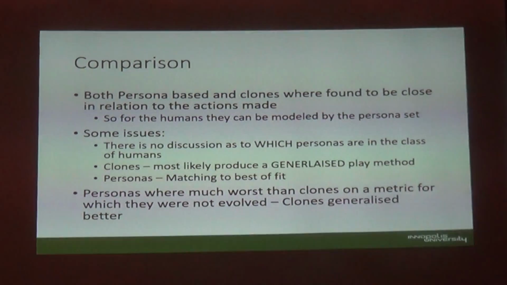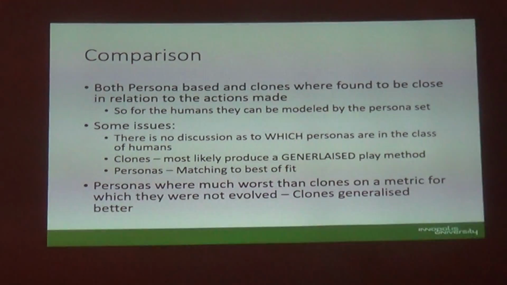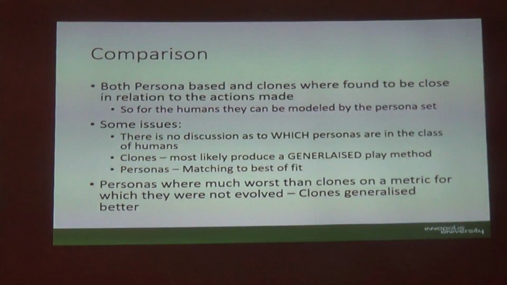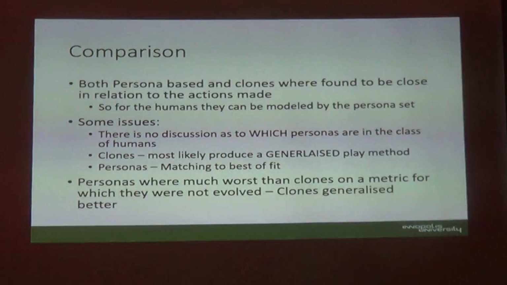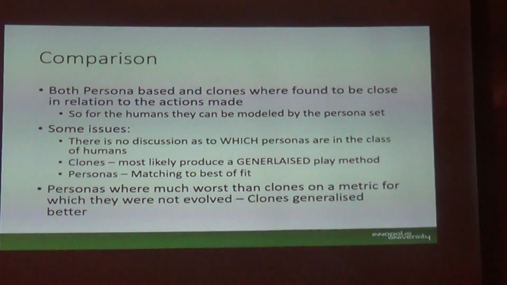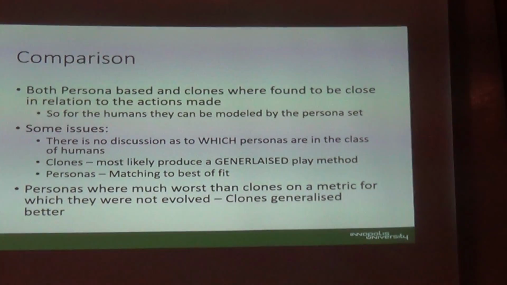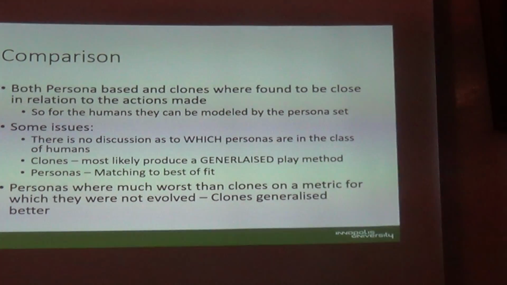So they found that both persona-based agents and clones were close in terms of the actions that they made. So humans could be modeled by a persona set. Some issues: there's no discussion really as to which personas were in the class of humans, and clones were more likely to produce a generalized play method.